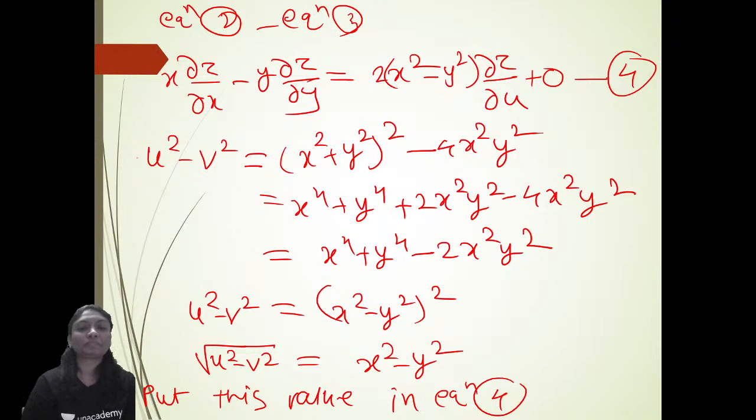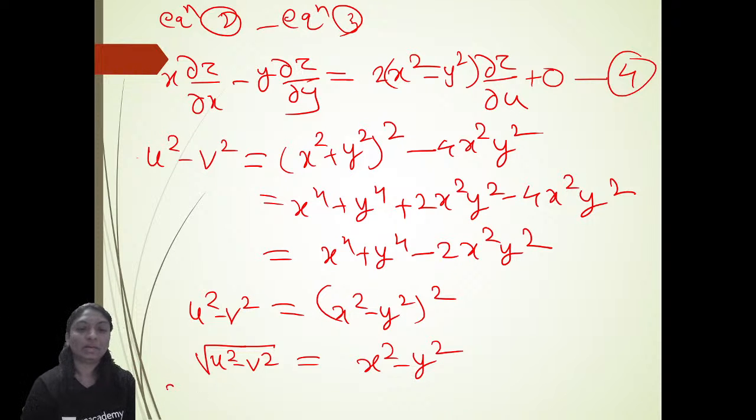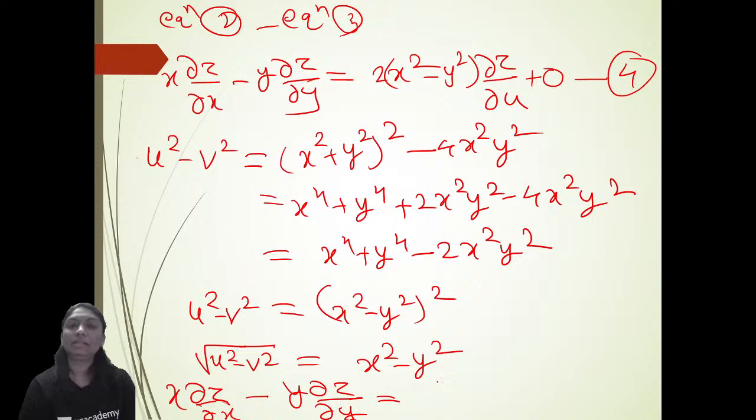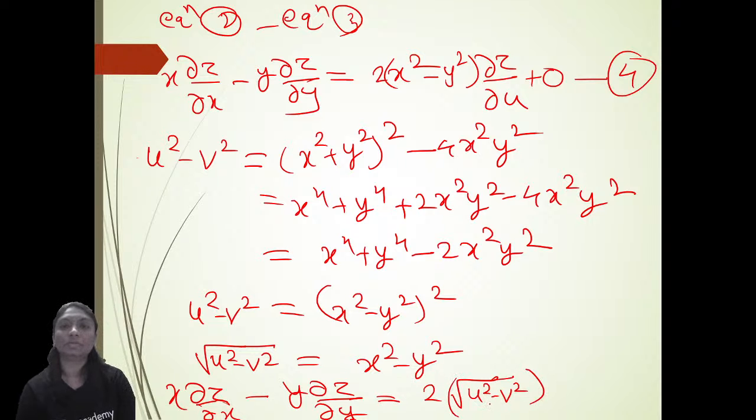Clear? So ultimately, I am writing here, you will get x ∂z/∂x minus y ∂z/∂y is equal to 2 into root of u square minus v square into ∂z/∂u. Clear? I hope it is clear to you.